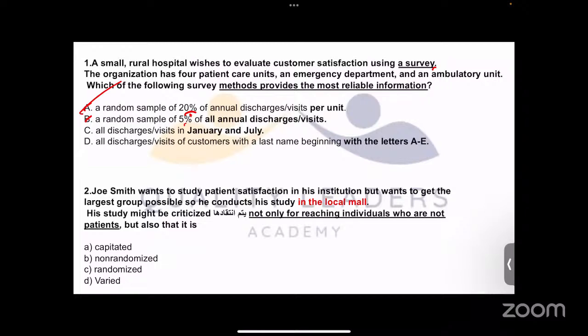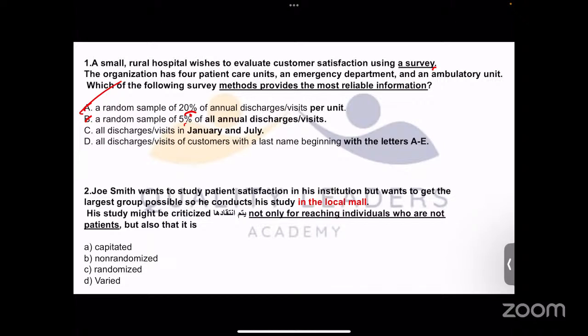Joe Smith wants to study patient satisfaction in his institution, but wants to get the largest group possible, so he conducts his study in the local mall. His study might be criticized not only for reaching individuals who are not patients, but also that it is A, capitated, B, non-randomized, C, randomized, D, varied. Anyone who has the answer?